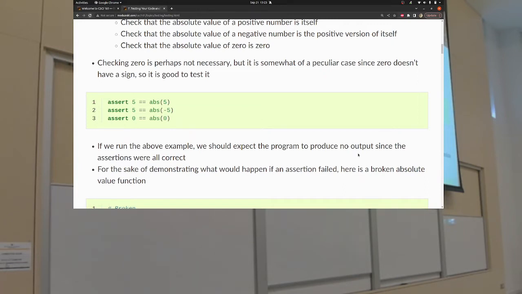So assert that 5 equals absolute value of 5. Great. If you don't like that order, if you'd rather do the function call and then equals 5 because it makes more sense to you naturally, that's fine. The order doesn't matter. It doesn't matter that I put 5 on the left-hand side and absolute 5 on the right. It could be vice versa, just as long as you're consistent. So the absolute value of 5 better be positive 5. The absolute value of negative 5 better be positive 5, and the absolute value of 0 better be 0. If I run that code, I expect to see no output.